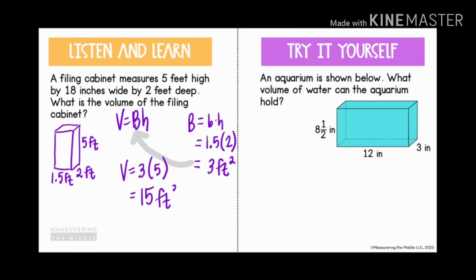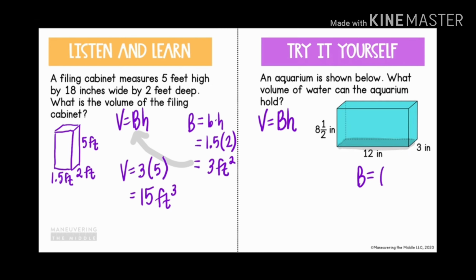Go ahead and pause the video and try the exact same process with the next question. An aquarium is shown below. What volume of water can the aquarium hold? So again, we're looking at this same type of problem, a rectangular prism. Volume equals the area of the base times the height of the prism. I'm going to go ahead and find the area of the base over here. If it helps you to highlight it or shade the base, I always like to do that as well.